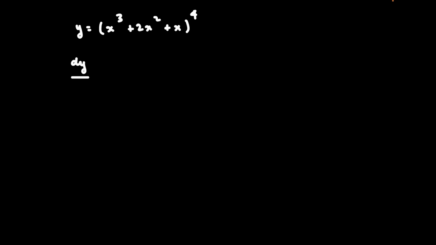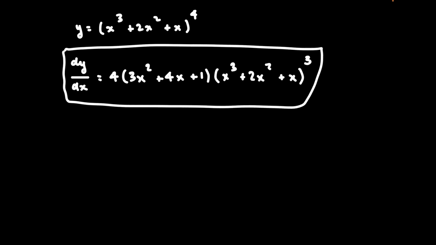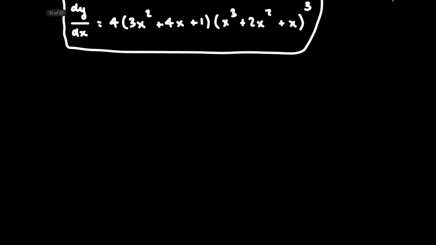To differentiate this, we would use the chain rule by bringing first the power to the front, differentiate the inside function, and then we would times by the original function, and then minus away 1 from the power. And in this question here, we can expand and simplify, but I'm not going to do that for this problem here. This is the derivative of the above function.